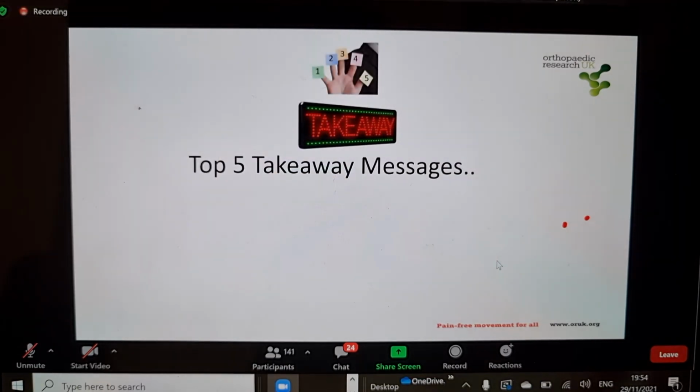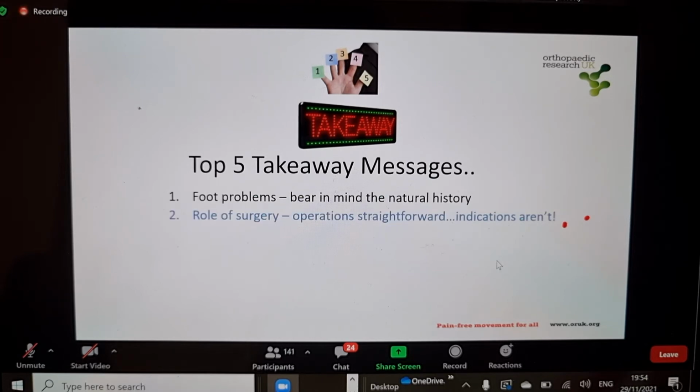So here's the summary from these points. For foot problems, there are three major ones. They all have different natural histories. Important to bear that in mind when thinking about referring on. When they do get to us surgeons, the operations, there's not too much difficulty with that. Our problem is knowing whether the operation is the right thing to do, and that's where the teamwork is so important.